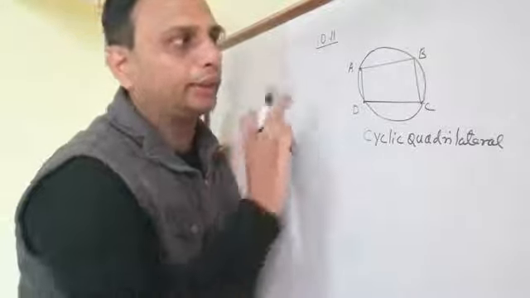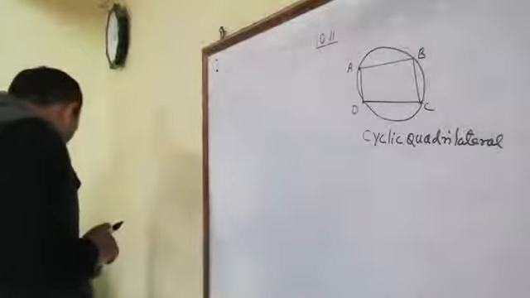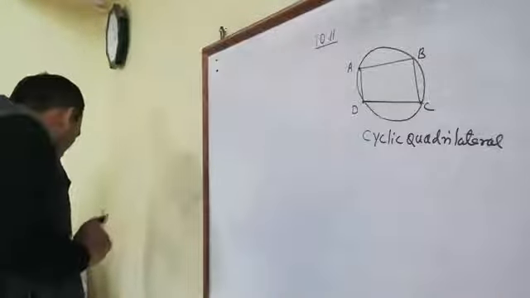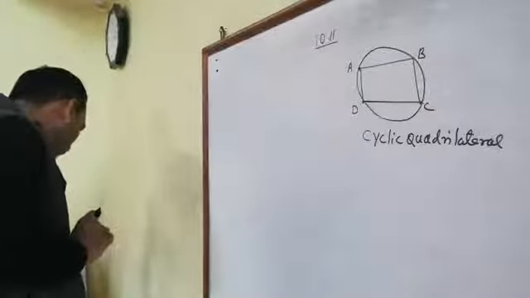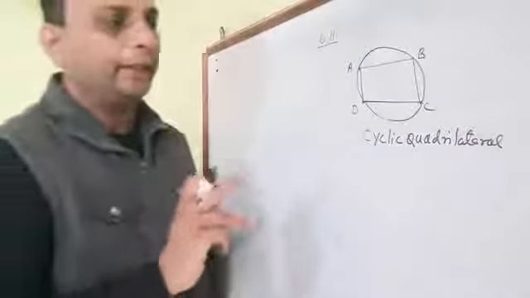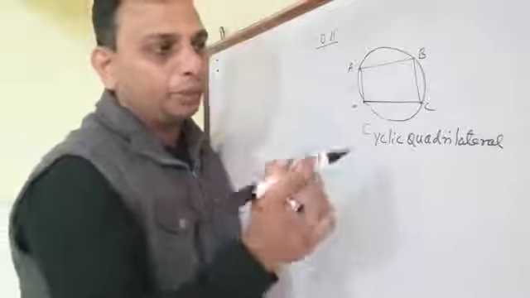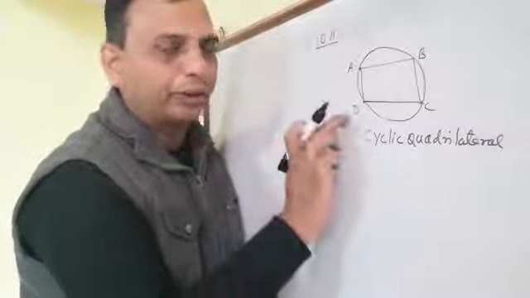And this theorem says that the sum of either pair of opposite angles of a cyclic quadrilateral is 180 degrees. It means that the opposite angles. First, the cyclic quadrilateral is understood.